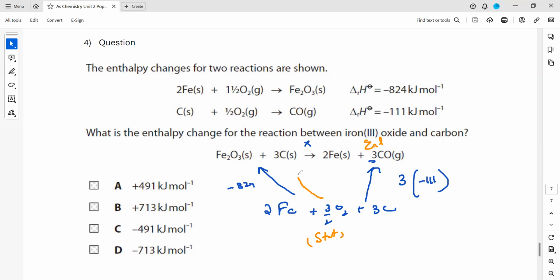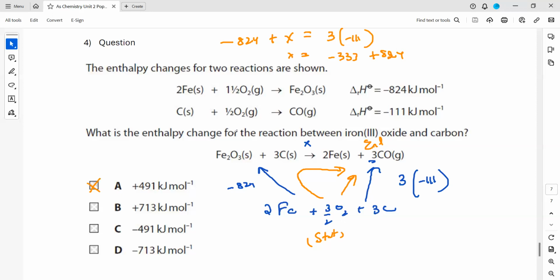So element forming reactant and reactant forming product is the same as element directly forming product. So it will be minus 824 plus x equals 3 times minus 111. If we need x, this will go to the other side, so it will be minus 333 plus 824, which is 491. So A will be the right answer.